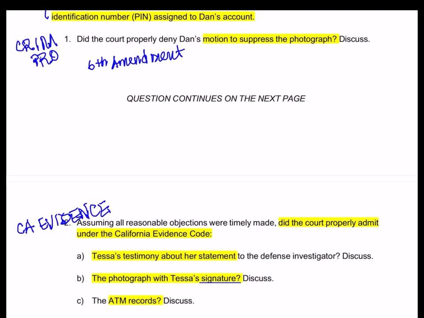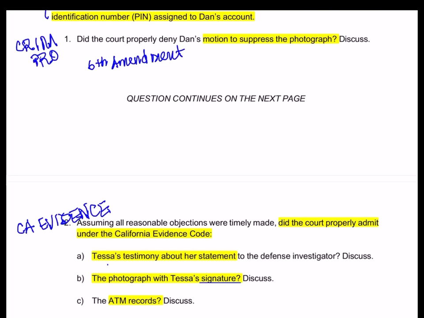The prior inconsistent statement need not be under oath under the California code. It would have to have been under oath in the Fed. So in California evidence, it comes in. In the Fed, it does not. Now, if you have time to briefly analyze any other way out of the hearsay rule, then do so right here. Call 2B, the photograph with Tessa's signature.